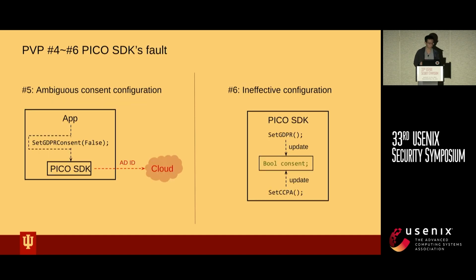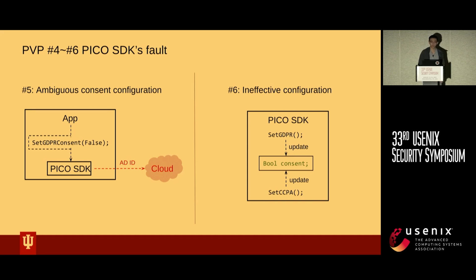In this slide, we present the patterns related to the PICO SDK's fault. On the left-hand side, the question is: if the app developer has delivered the correct user privacy configuration to the PICO SDK, will the PICO SDK upload any sensitive private data from the end user to its cloud? We have an interesting observation for this pattern.